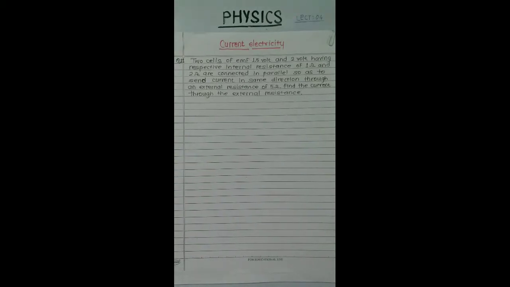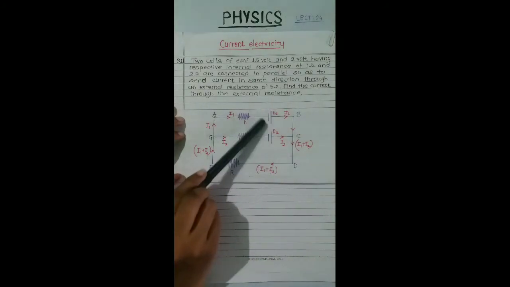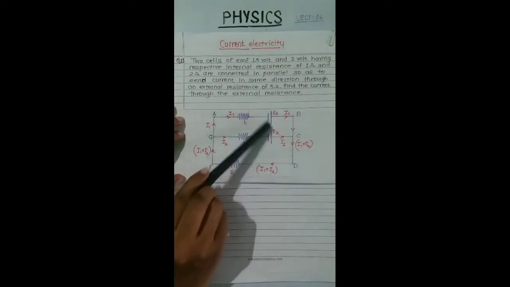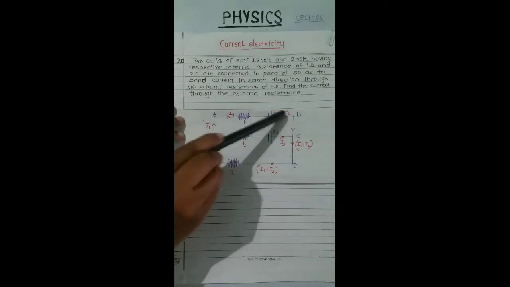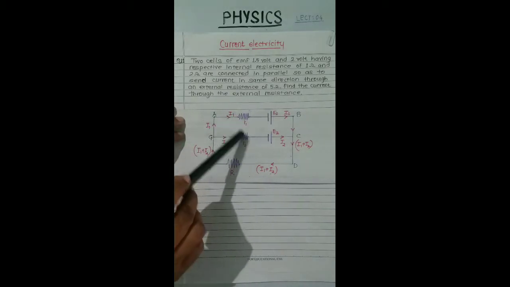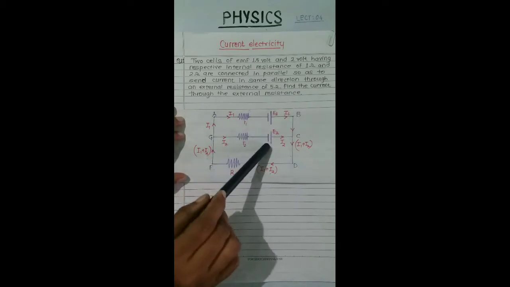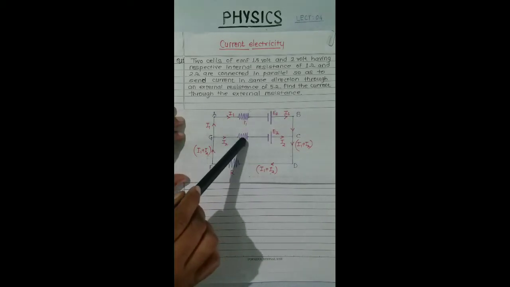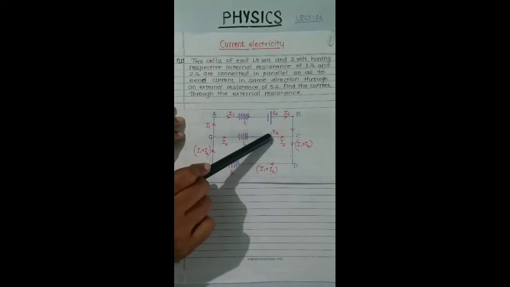To solve it, first we have to draw the circuit diagram according to the given conditions. Here two cells are connected in parallel combination. That is, positive terminals of the two cells are connected together and negative terminals are also connected together. These resistances are the internal resistances of the two cells, which are shown outside the cell. So this is a parallel combination of cells E1 and E2.